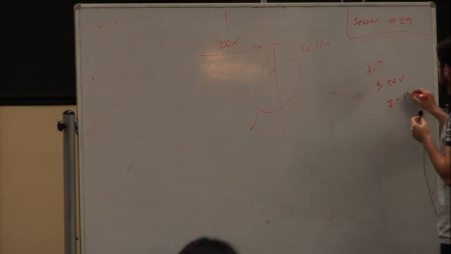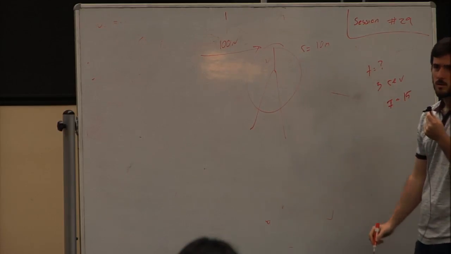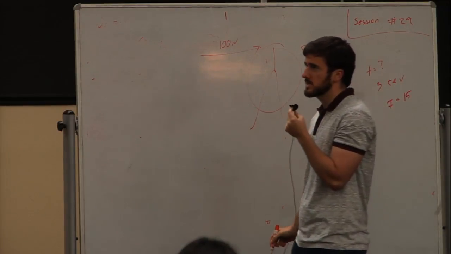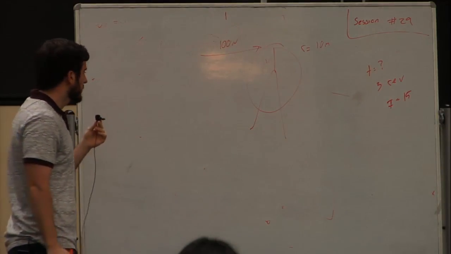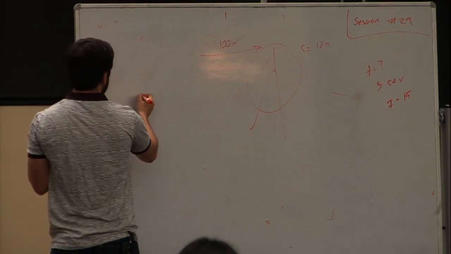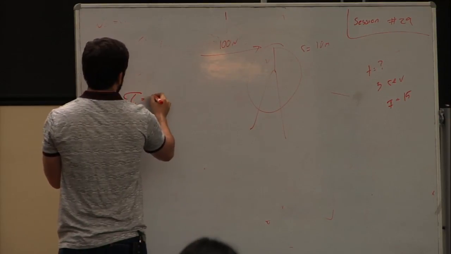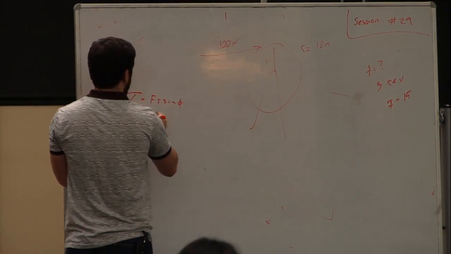So torque is equal to Fr sine theta. Our force is 100. Our radius is 10. So it gives us 1,000. The sine, it acts perpendicular, so sine of 90 equals 1. So your torque is 1,000. How does that help us in this problem? What are we concerned with?